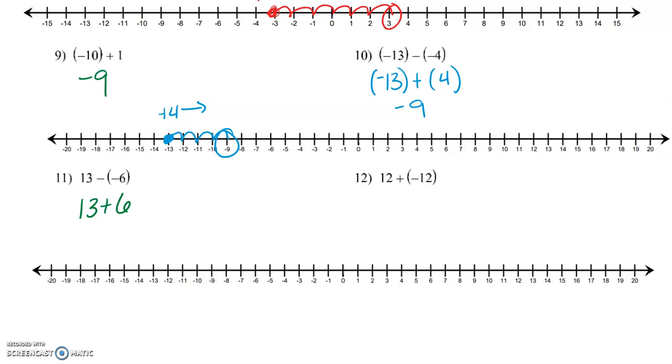So now when we go to evaluate it, we start at positive 13. We're adding 6, so that means we're moving 6 units to the right. We're going 1, 2, 3, 4, 5, 6, and we land at positive 19.